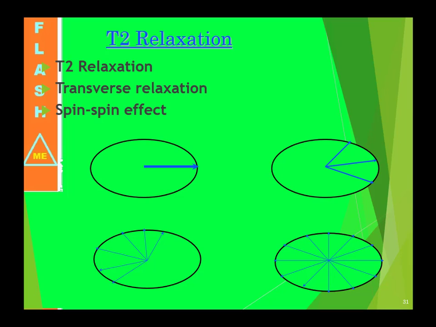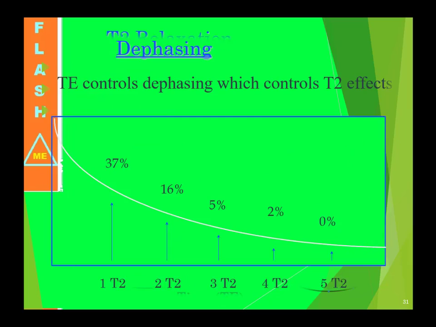T2 relaxation. Transverse relaxation. Spin-spin effect. Dephasing. Signal decay over time: after 1 T2, 2 T2, 3 T2, 4 T2, 5 T2, the signal falls to 37%, 16%, 5%, 2%, 0%. TE controls dephasing, which controls T2 effects.